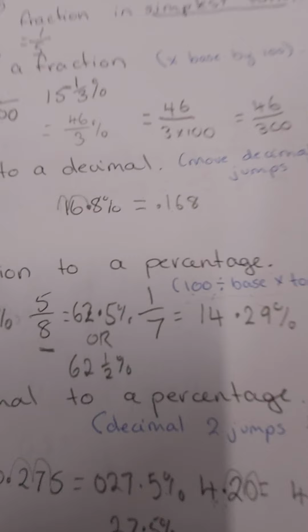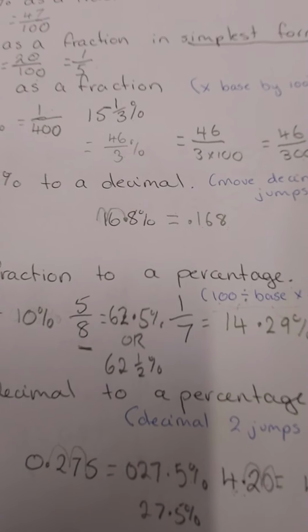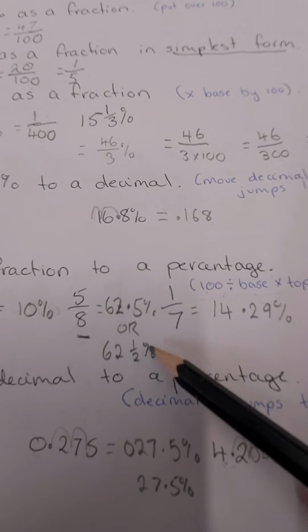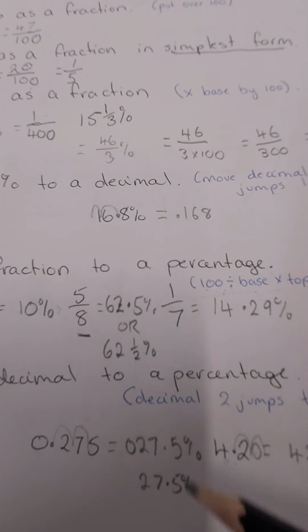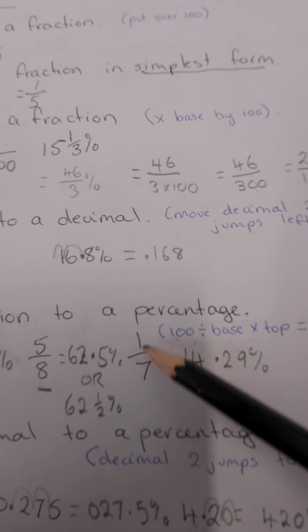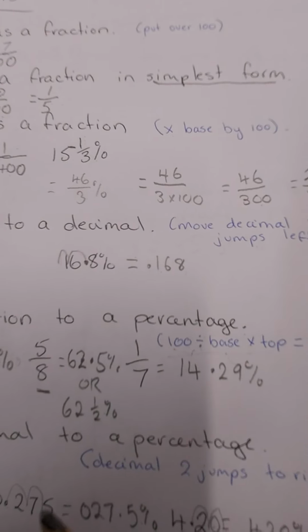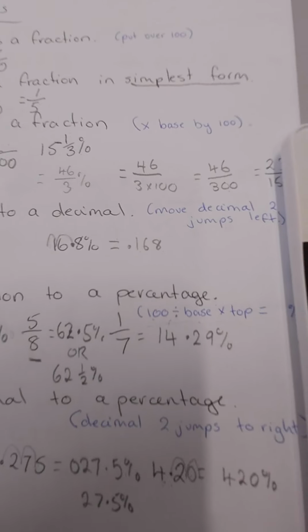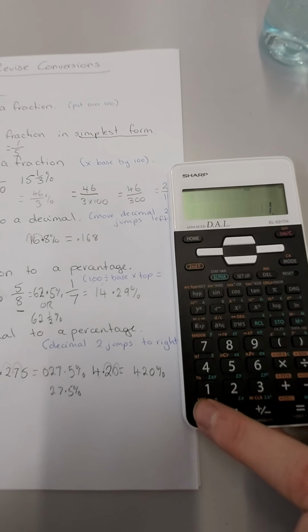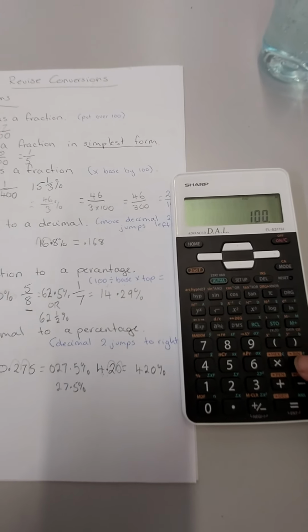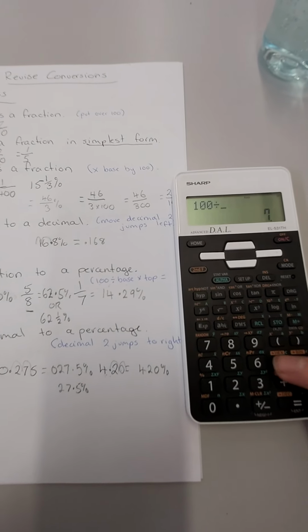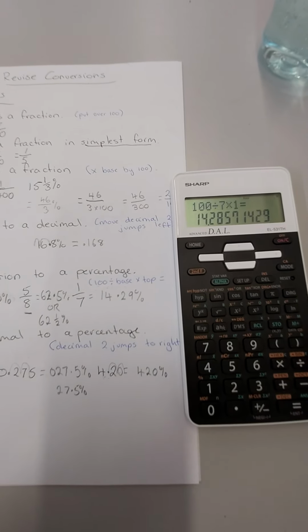You should get 62.5%, okay, or you can write it as 62.5%. Obviously, that's exactly the same thing. So the last one, have a go with me, 1/7 as a percentage. So remember, 100 divided by the base number, which was 7, okay, times the top number, which was 1.